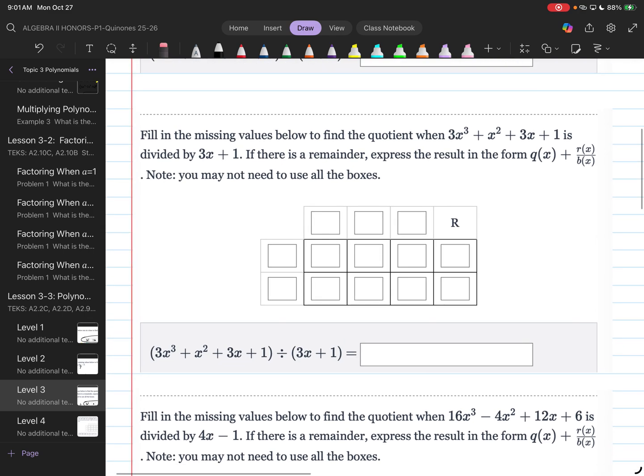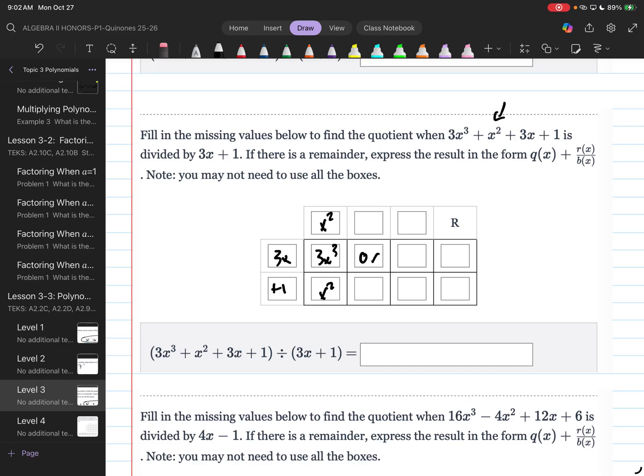Okay. Fill in the missing values. 3x cubed plus 2x squared plus 3x plus 1 divided by 3x plus 1. Got it. Okay. 3x plus 1. This has to be 3x cubed. 3x times what gives me 3x cubed? That is x squared. Okay, then this is x squared. Let's take a look here. x squared plus what is going to give me x squared? 0. I can't add anything to it. If not, it goes too much.